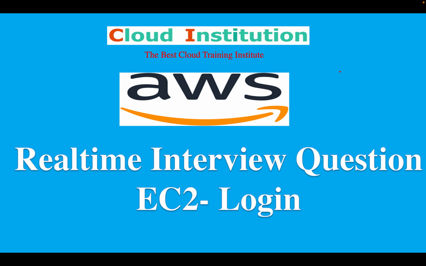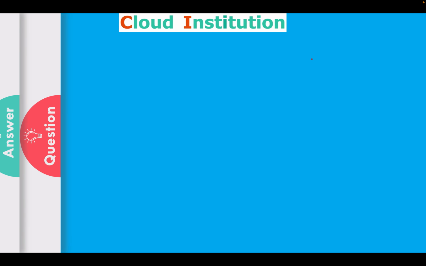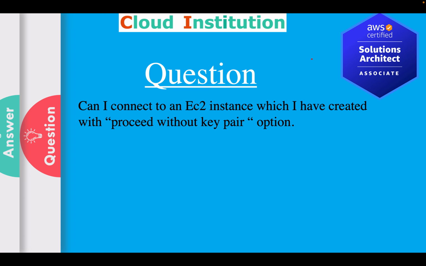Today in this video we are going to see a real-time interview question on EC2 login. The question for today is: can I connect to an EC2 instance which I've created with the proceed without key pair option? For example, we have an option. As you know, we need an EC2 instance to have that key pair.